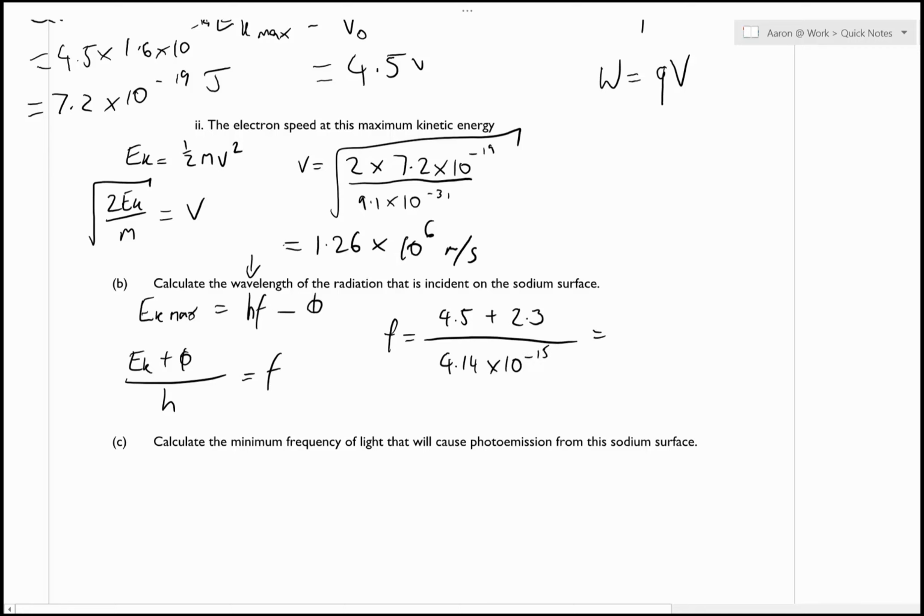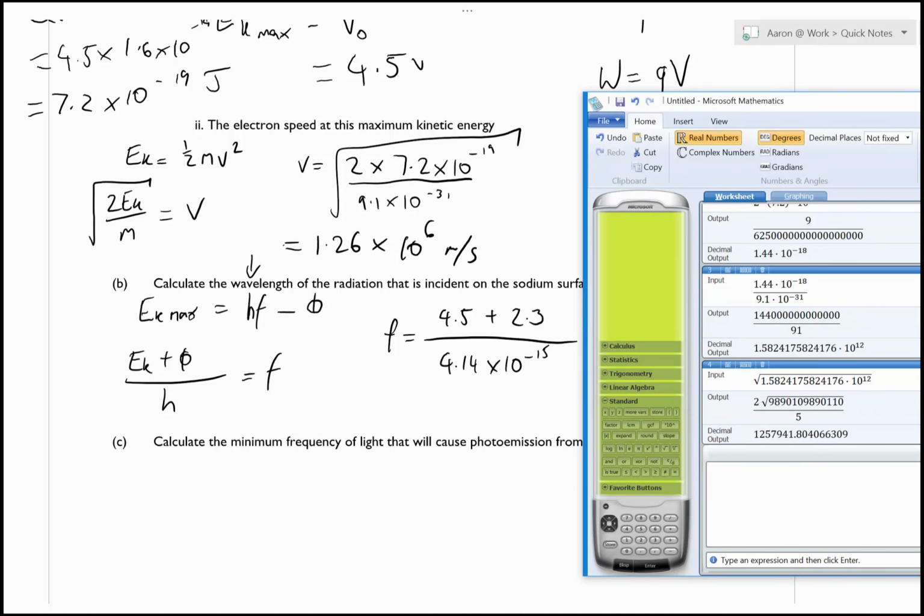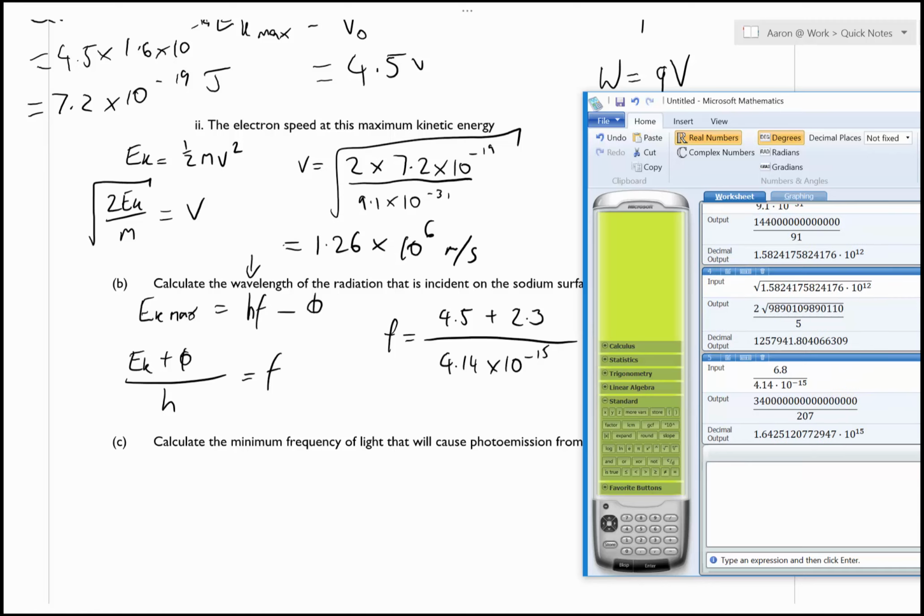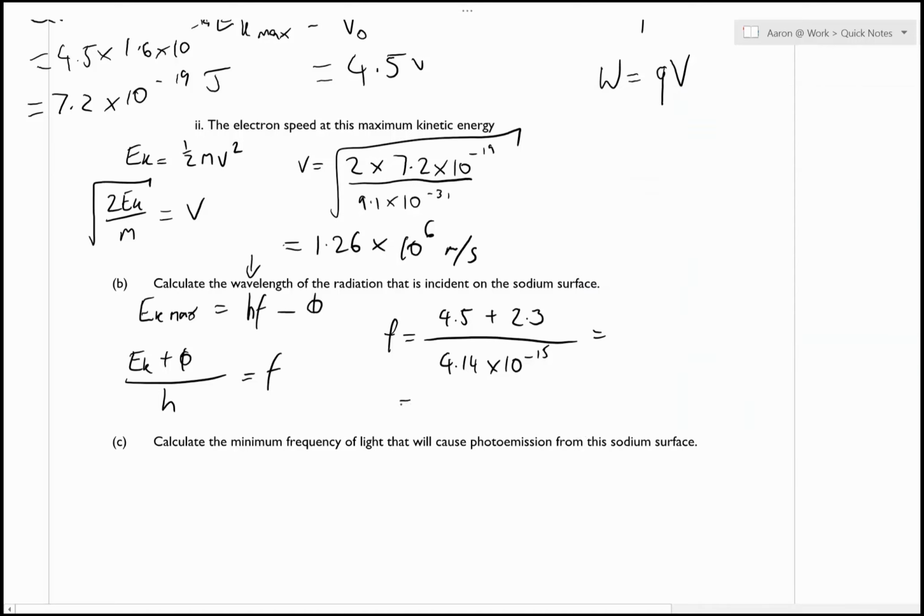Let's have a look at this. 4.5 and 2.3 is 6.8, divided by 4.14 times 10 to the power of negative 15. There's our frequency, 1.64 times 10 to the 15, not to the negative 15. It hasn't asked for frequency though, it's asked for wavelength.